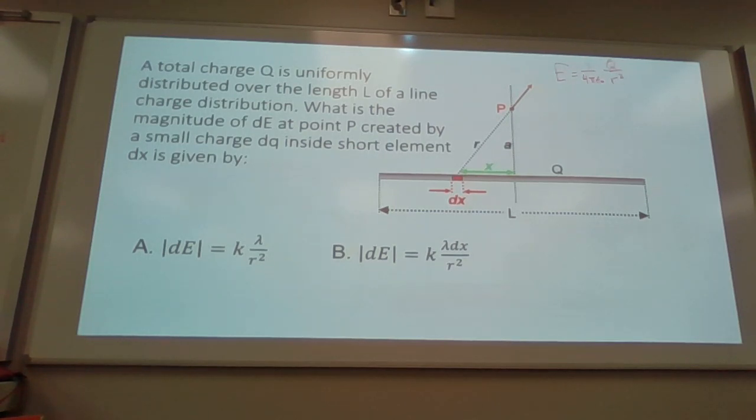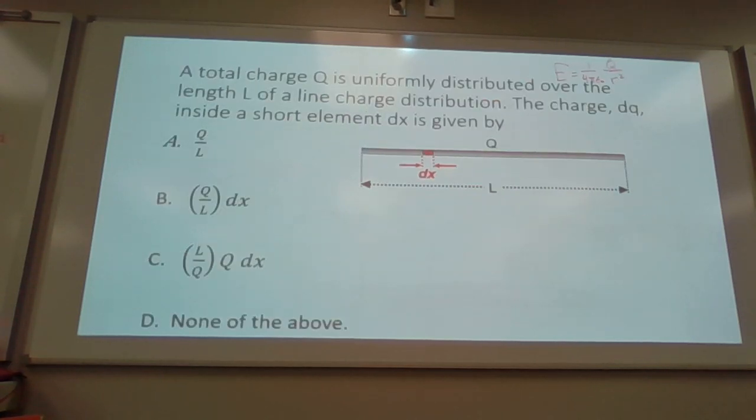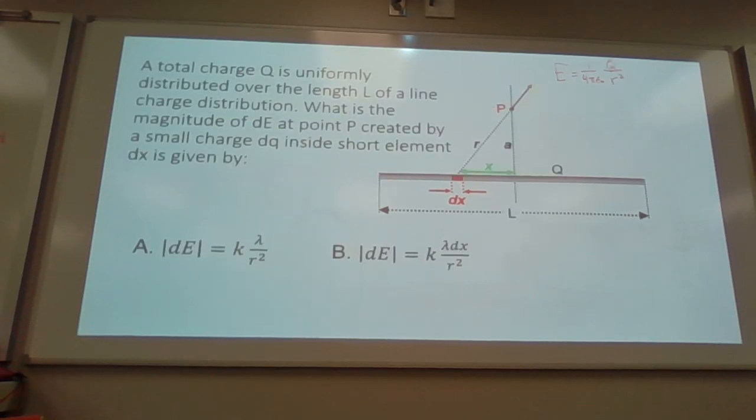Tell your neighbor. Correct answer is B. Okay, just because of this, dq. This is lambda times dx. Do that.